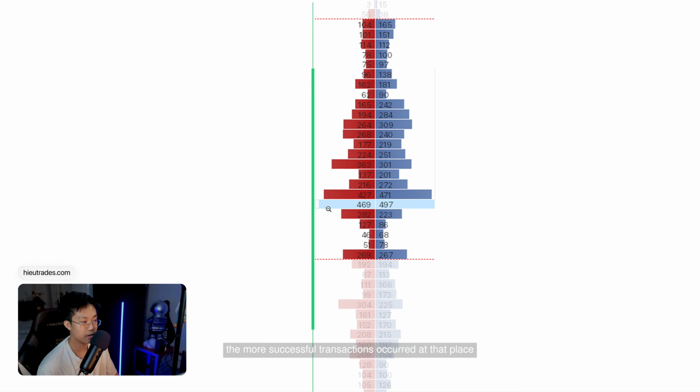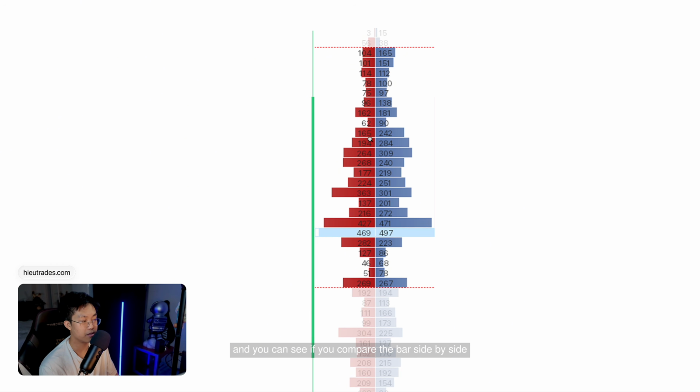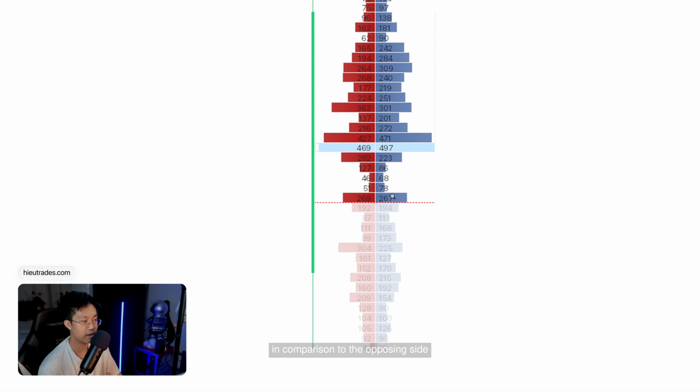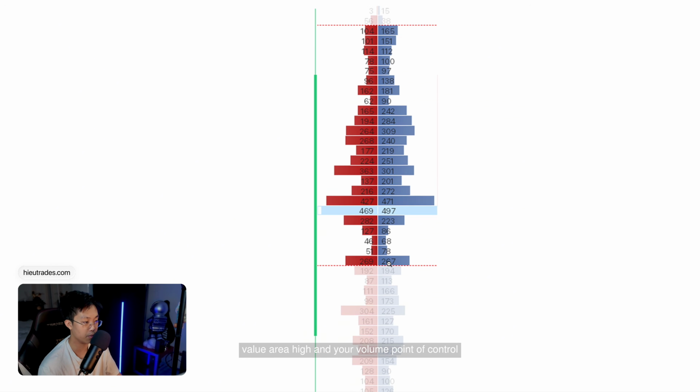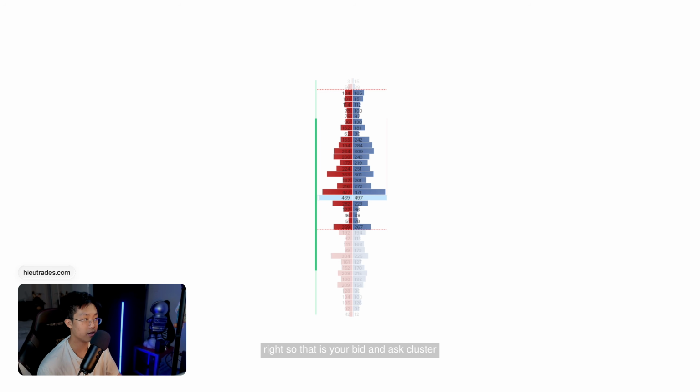The larger the bar, the more successful transactions occurred at that place. And you can see, if you compare the bars side by side, how many aggressive buyers, you can see how much more aggressive one side was in comparison to the opposing side. Again, you have your value area low, value area high, and your volume point of control. Right, so that is your bid and ask cluster.